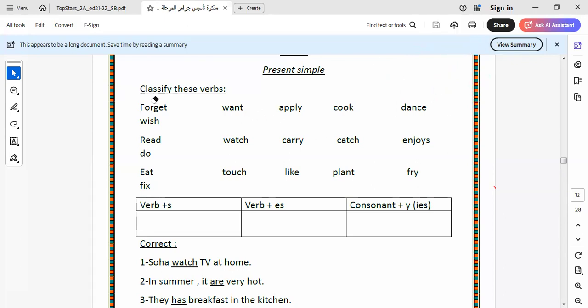Here we classify the verbs by adding s, by adding es, and so on. I will give you an example, and I will leave the rest for you to do by yourself. When we say forget, here it will be forgets. For example, here we give you the table to put the verbs that add s only, the verbs that add es, and the verbs where we omit the y and add ies. Okay, the special cases of the verb. Here we say es, like what? Like touches.